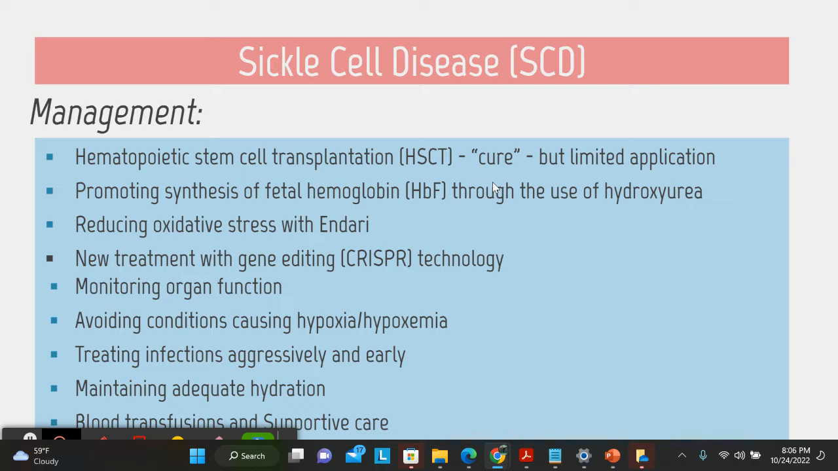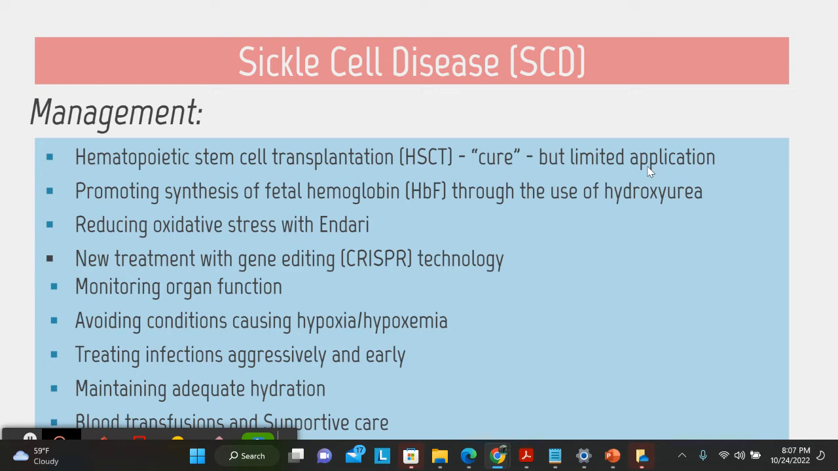Promoting synthesis of fetal hemoglobin through the use of hydroxyurea. So hydroxyurea is a medication that's taken orally every day. And the idea is, okay, they don't manufacture hemoglobin A, which is adult, but we can stimulate production of fetal hemoglobin, which is more conducive to good circulation than hemoglobin S. So hydroxyurea is the leading treatment for that. Reducing oxidative stress with Endari, which is a glutamine. It supplies that amino acid, is thought to protect the tissues in the event of sickle cell crisis.